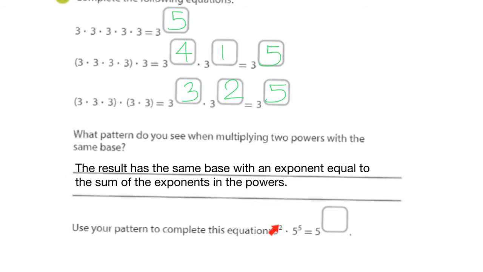So 5 squared times 5 to the fifth. We have the same base. So we're allowed to do what with the exponents? If you have the same base, what do you do with the exponents? You add them together. So 2 plus 5 gives you 7. So the answer would be 5 to the 7th power. We add the exponents together and keep the base of 5.